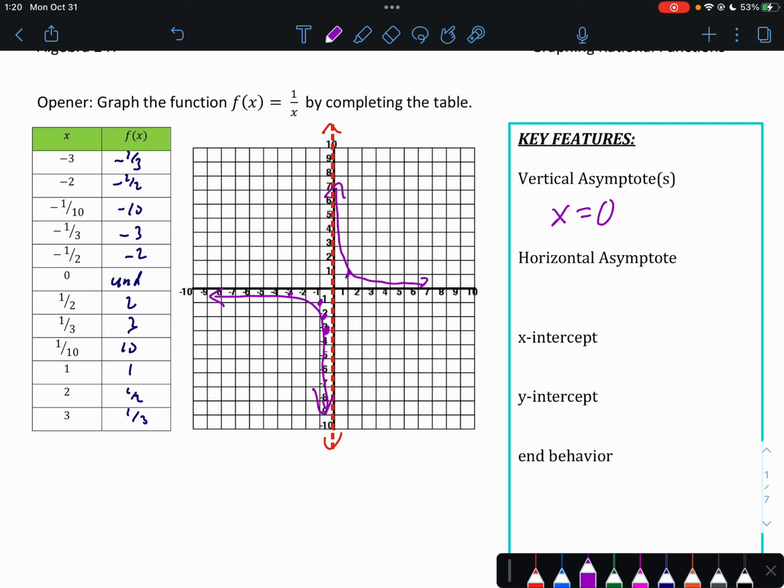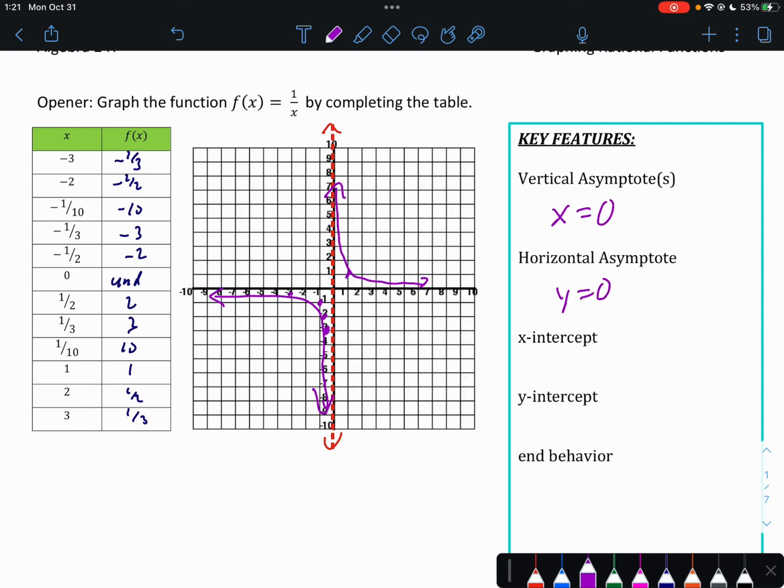A horizontal asymptote is another line that a graph can touch. It usually doesn't, but it can happen. In this case it will not, but our horizontal asymptote is this line right there of y equals 0.